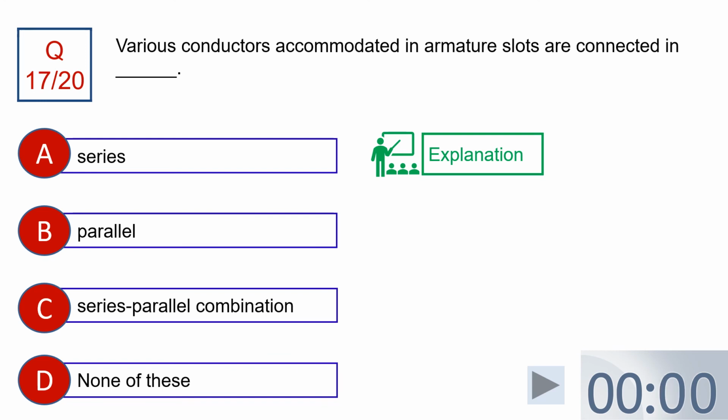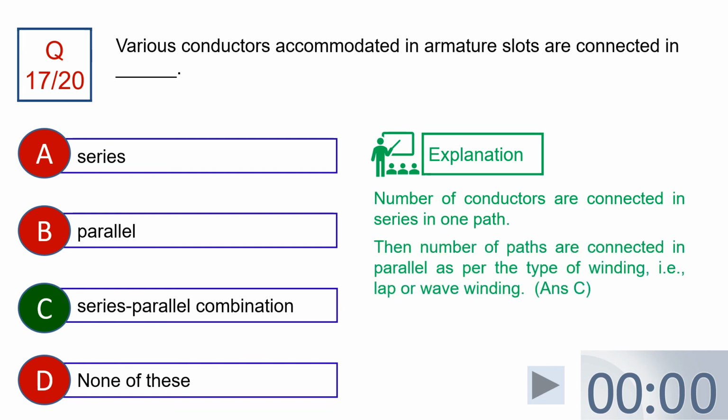Correct answer is option C. In one path of armature winding, number of armature conductors are connected in series, and then these paths are connected in parallel according to the type of winding, that is lap or wave winding, and therefore various conductors in armature winding are connected in series parallel combination, and correct answer is option C.